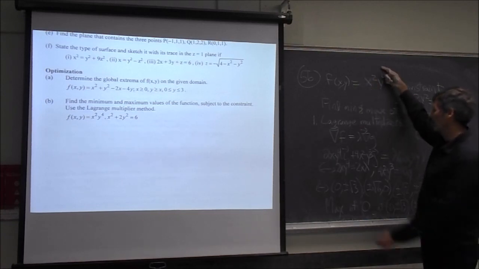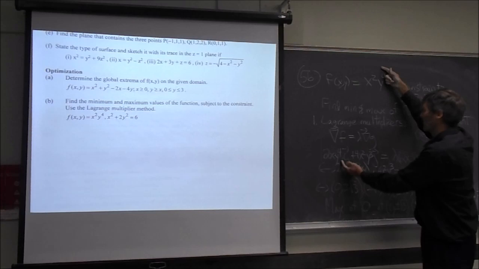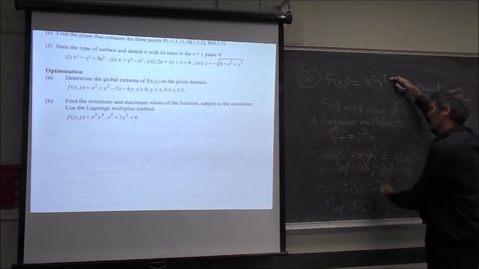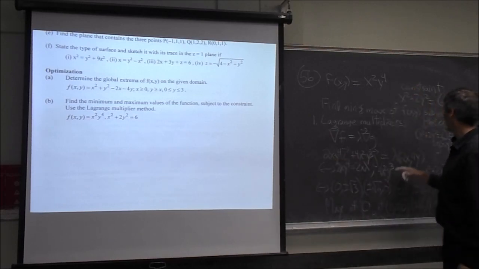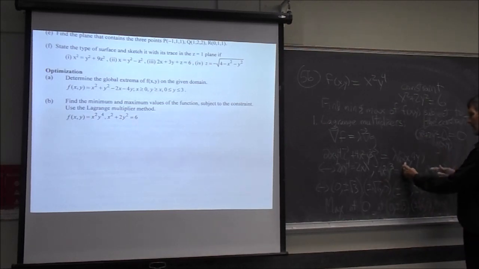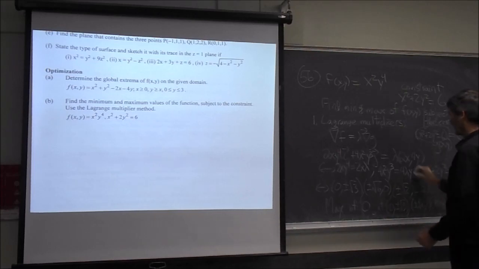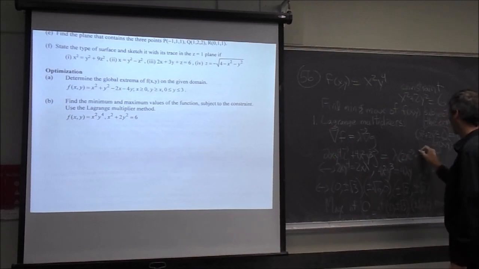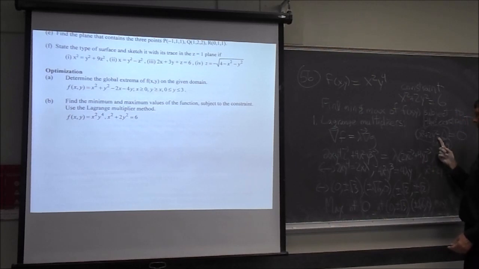So the partial derivative of f with respect to x is 2x times y to the 4th. Partial with respect to y is 4x squared y cubed. So we get this vector as the gradient. Gradient of g is easier, 2x, partial with respect to x, that has to multiply i. I should have written this as a vector, I guess. Let's write it that way. Lambda times 2x i plus 4y j is the gradient of g.